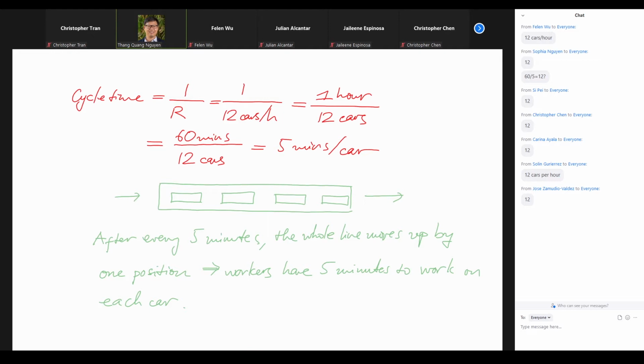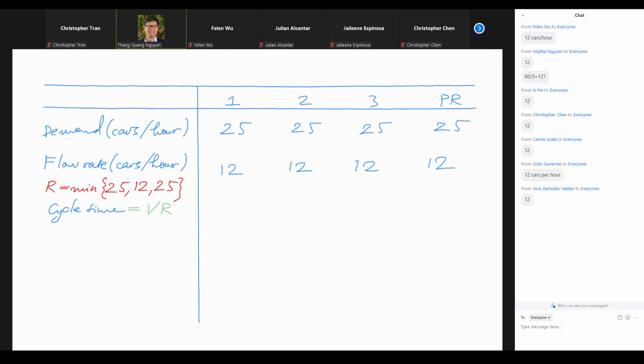All right, so let's go back to the previous part of the table. So now we know that the cycle time is 5 minutes per car. It's an important number, so let me use another color here. All right, 5 minutes per car. And the next thing is we can calculate the following.